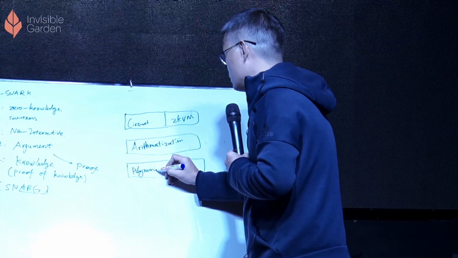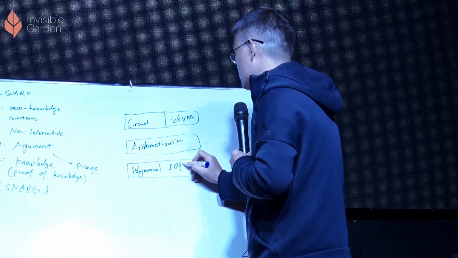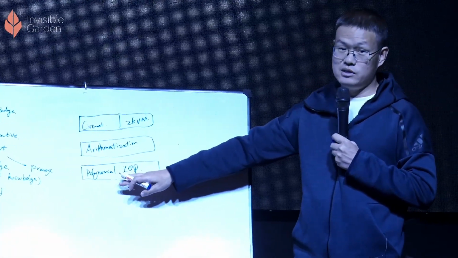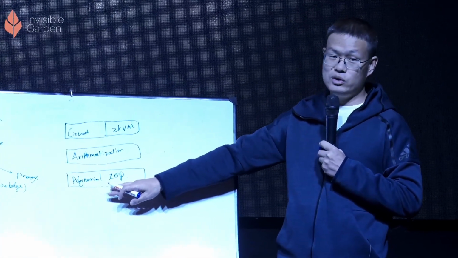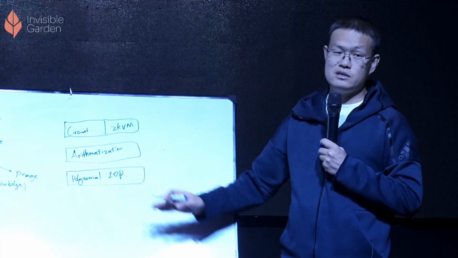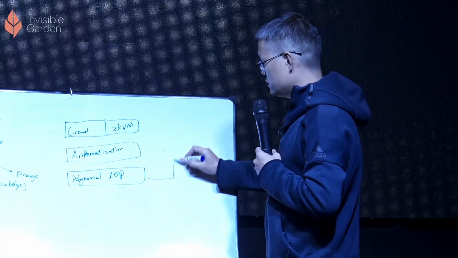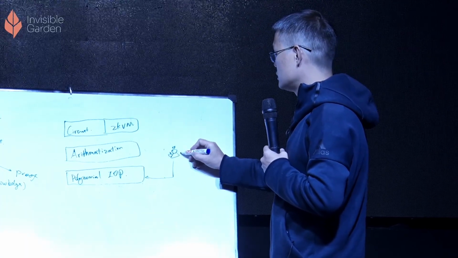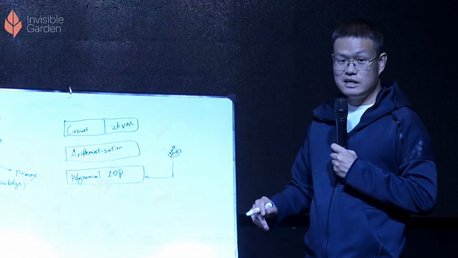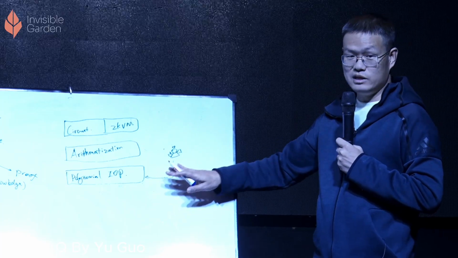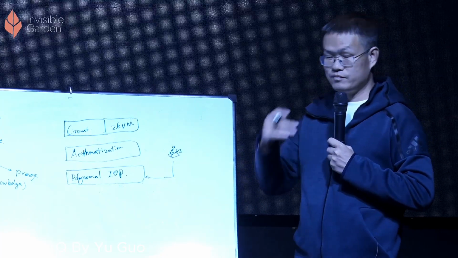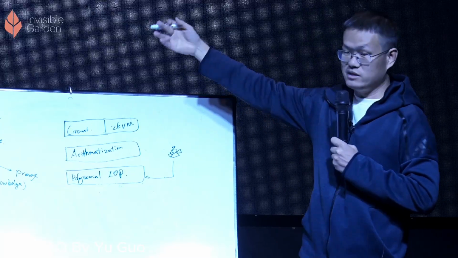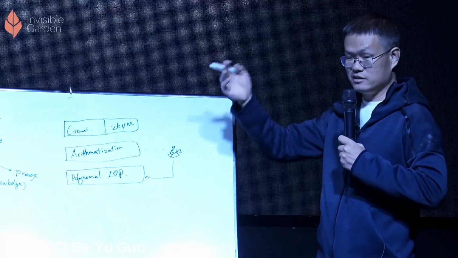Polynomial IOP. IOP means IP, interactive protocol, with an O in between. O means oracles. We have oracles, like an angel or something here. At this level, the protocol can, with the help of some trusted third party, assist to prove something.